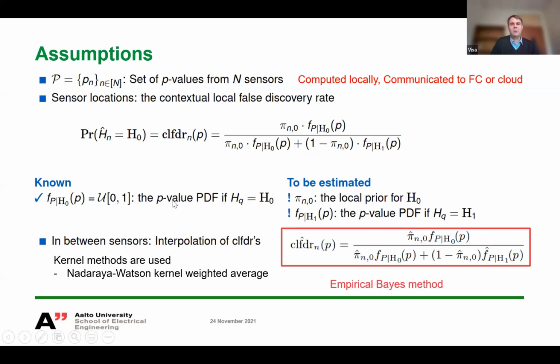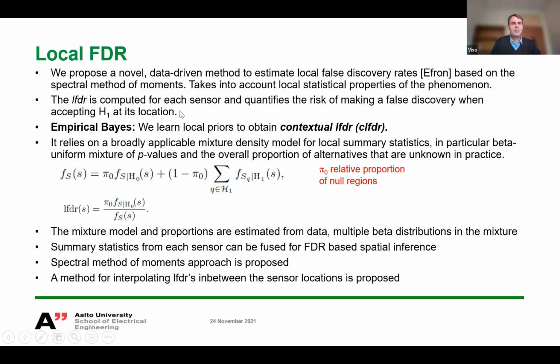And then once you have those, in each sensor location, you can interpolate them in between the sensors. You could use kernel methods, which we've been using in the examples today, or you could use Delaunay triangulation and barycentric coordinates. That would be more like a computational geometry based procedure. So this is just some more explanation of the local FDR, but I just realized that we are running out of time.